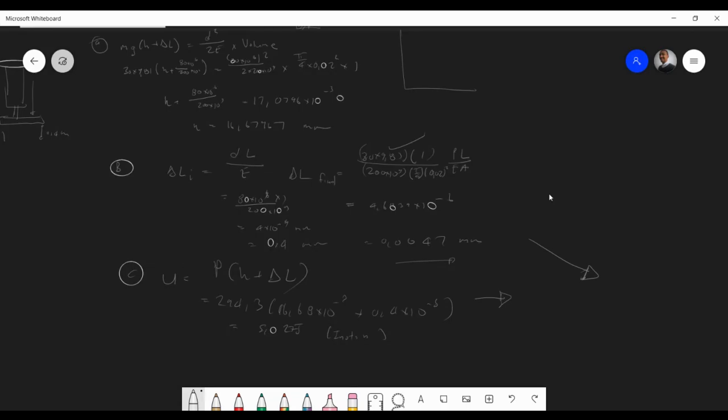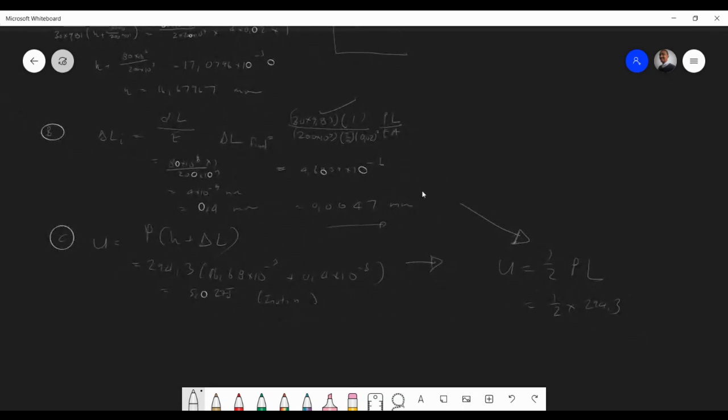Remember, it can also be considered as a gradually applied load, and there are really different ways to do it. It's negative 6. So in this case, it's half PL, and half times 294.3. So that's why one must be careful, because this is like a gradual load, not an impact, and that's going to be times that length.